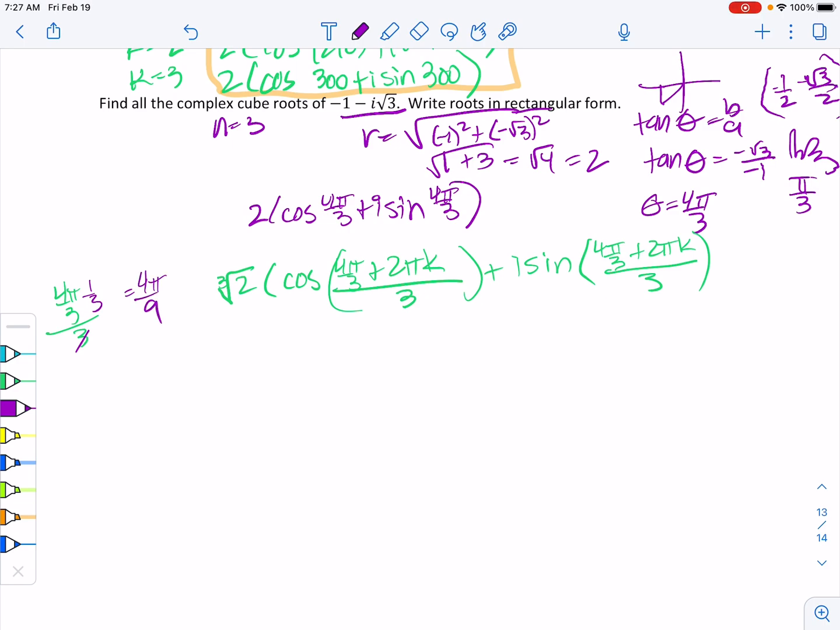Okay. So here we would do cosine of 4 pi ninths plus, and then when I do this part, it's just 2 pi thirds k, plus i sine of the same thing. So 4 pi ninths plus 2 pi thirds k.